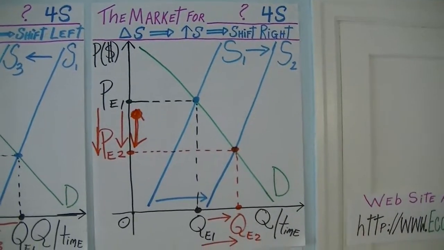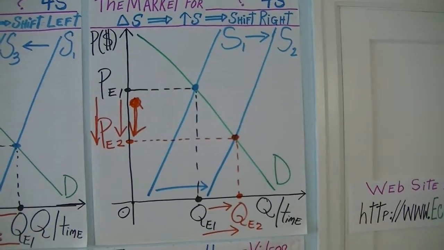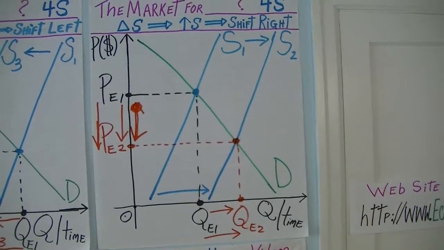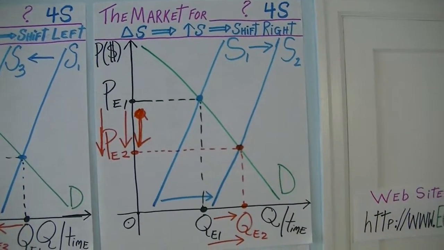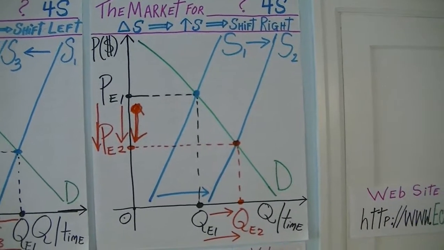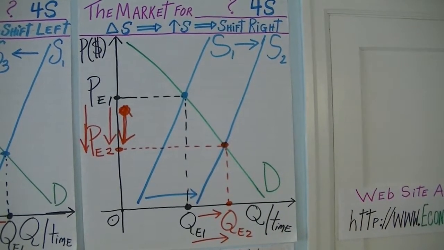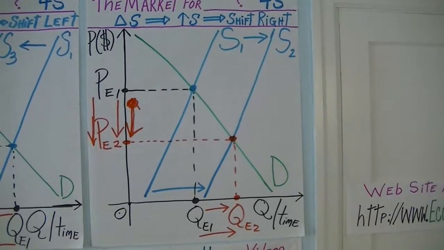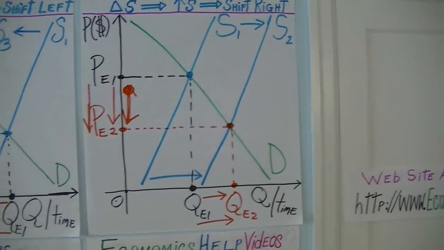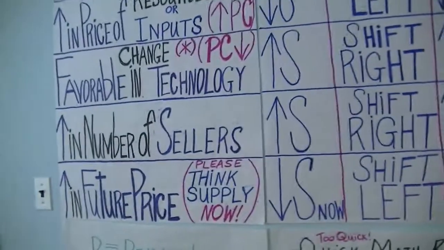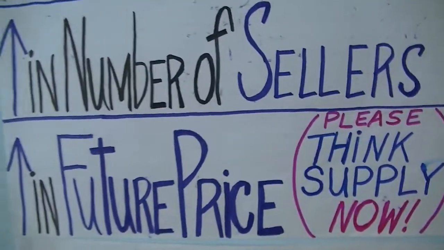worksheet 4S and video 4S. And then we would say the increase in supply is graphically illustrated by a shift right of the entire supply curve. And the equilibrium results of an increase in supply are a decrease in equilibrium price and an increase in equilibrium quantity. Okay, back over to another example from 3S.